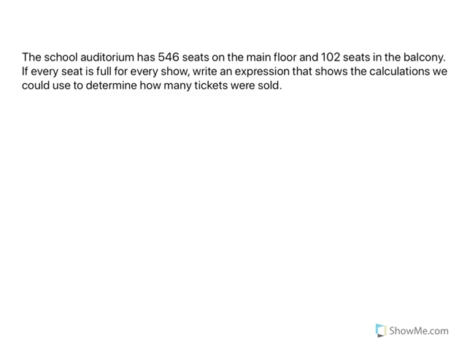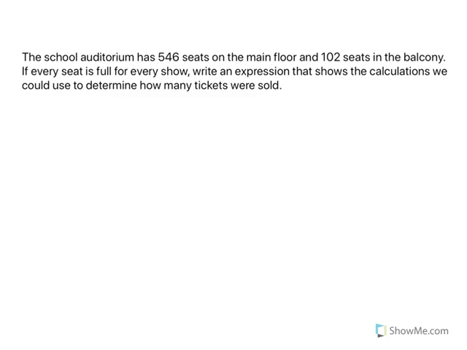So this kind of goes along with that example. The school auditorium has 546 seats on the main floor and 102 seats in the balcony. If every seat is full for every show, we need to write an expression that shows the calculations we could use to determine how many tickets were sold. Now, this example is actually included in your assignment for today. I just wanted to clarify anything, and go over it in more detail.